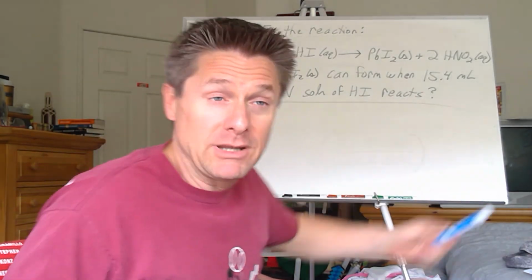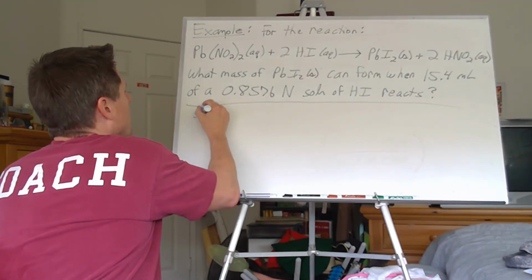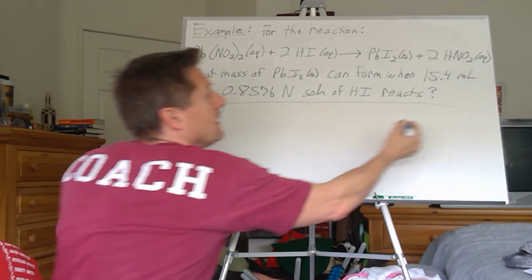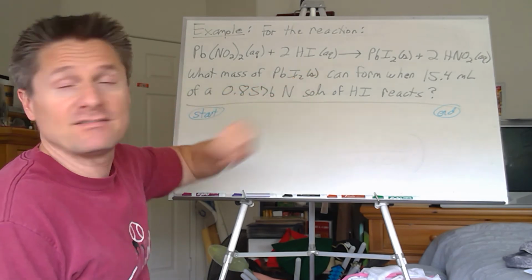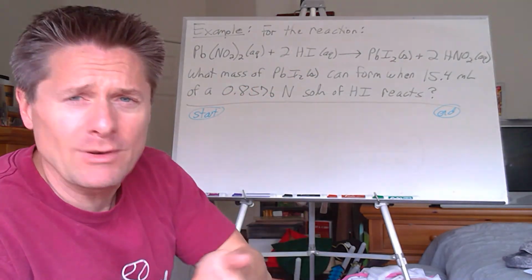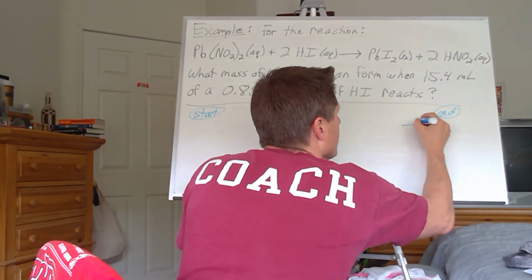Let's do our game plan. Let's look at where we're starting and where we're ending. What are we solving for? Mass of lead-2 iodide. Didn't specify the units, so let's just leave it as grams.